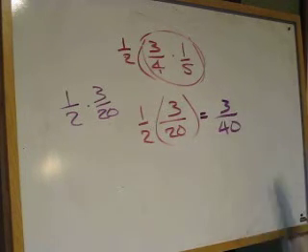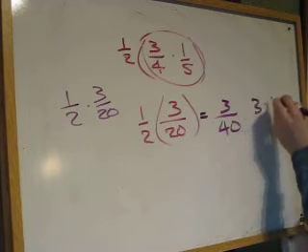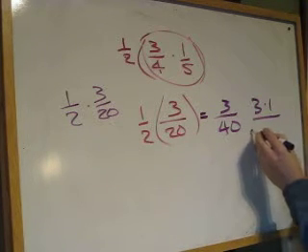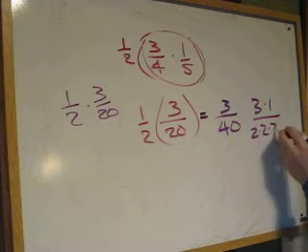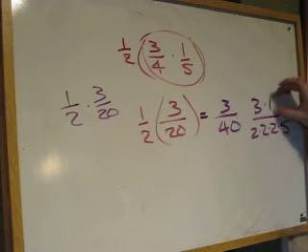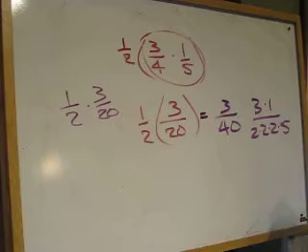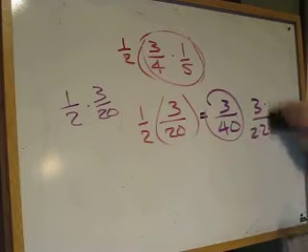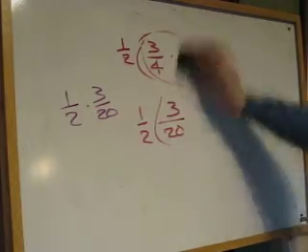And then you can write this as a product of primes if you want. 3 times 1, and then we've got our 2 times 2 times 2 times 5. Nothing common up here with what's down here. So this is our final answer then. It can't be reduced, and that's all we can do with that. Alright, so let's continue on.